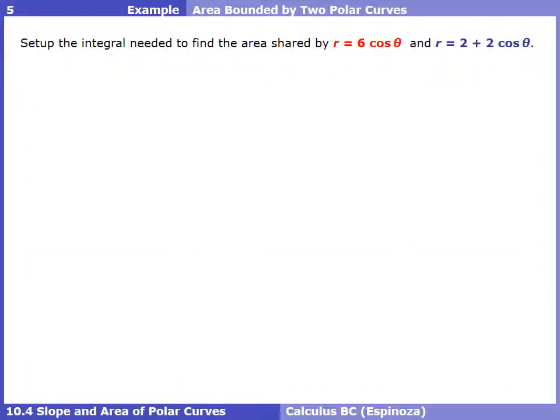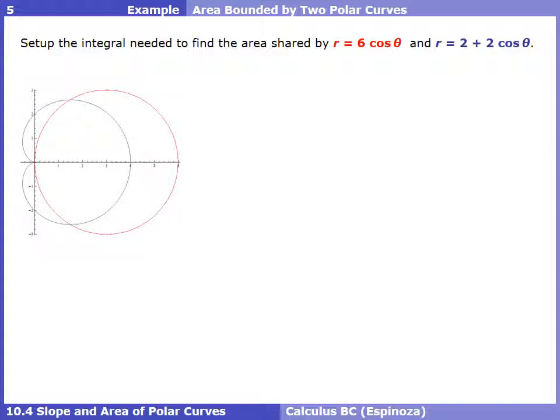So in this next example, we're going to take a look at the area bounded by two polar curves. We're not just looking at the area inside one particular polar curve, we're looking at the shared area, or the area bounded by two polar curves. Here's the graph of our two polar curves. 6 cosine theta is our circle that you see in red, and 2 plus 2 cosine theta is our cardioid that you see in blue.